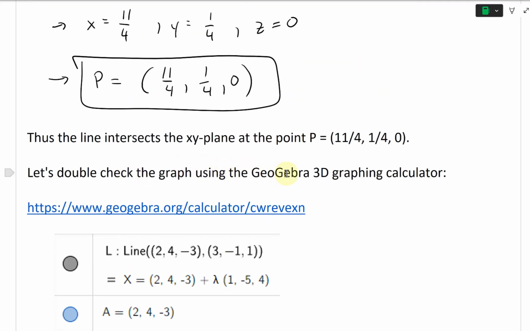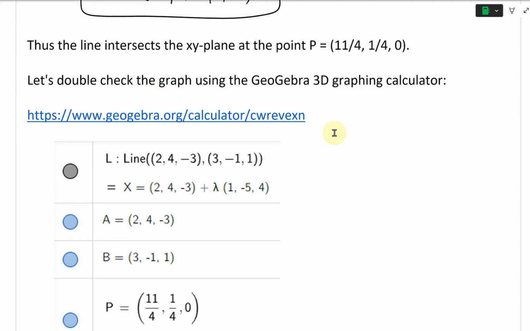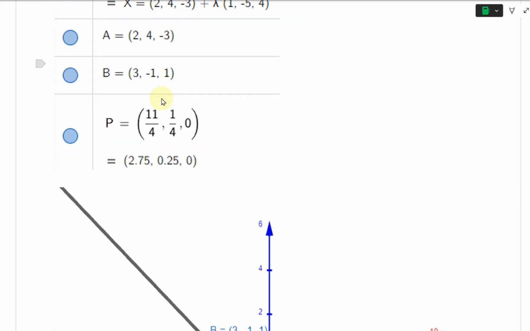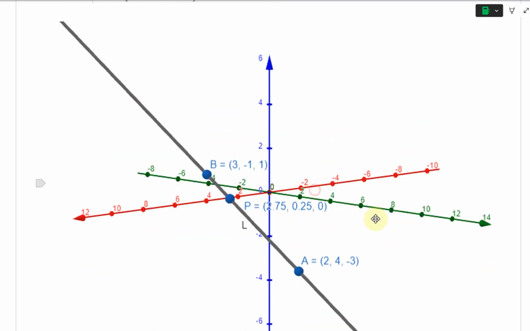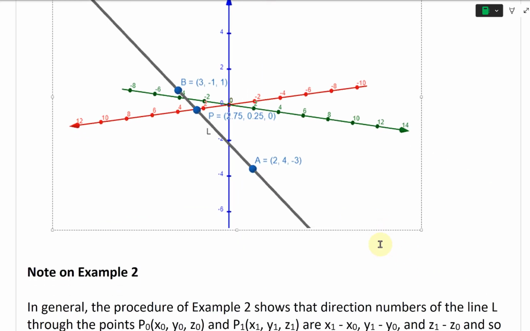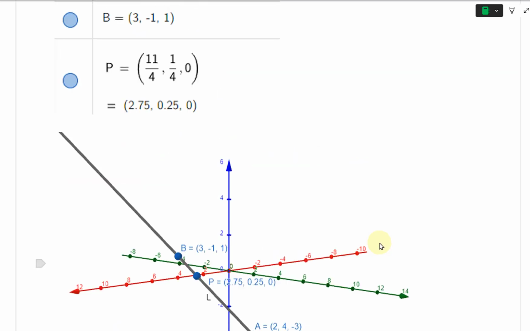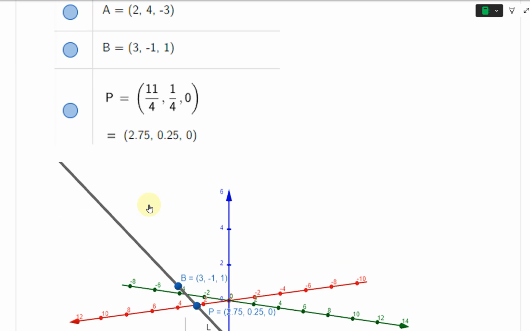So let's double check the graph using the GeoGebra 3D graphing calculator. Here you can make a line just from 2 points, (2, 4, negative 3) and (3, negative 1, 1). And it gives you the actual vector equation as well. Then I graph the point as well, 11 over 4, 1 over 4, and 0, and see where it lands. So there's the line, and it looks exactly like what we had. There's our A, there's our B, and then there is the P value right there on it. That's how the line looks. Again, you can click the line and play around with it.